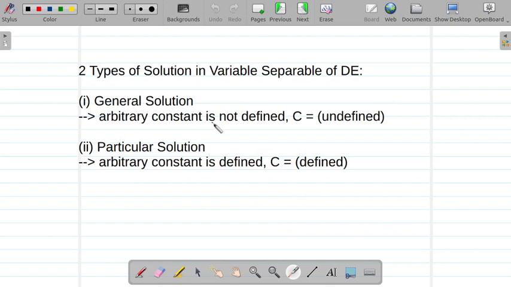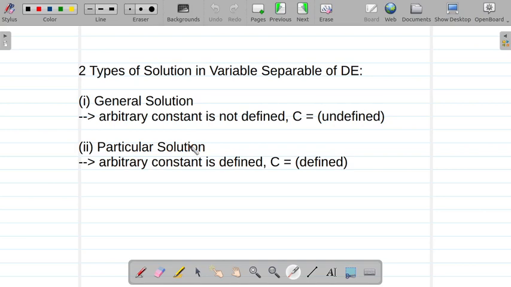Next, so by the way, there are two types of solution in variable separable of DE. First is the general solution. If dili nimo makita ang value sa arbitrary constant which is c, ginatawag na siya og general solution. But if makita nimo ang value ni c, ginatawag na siya og particular solution.